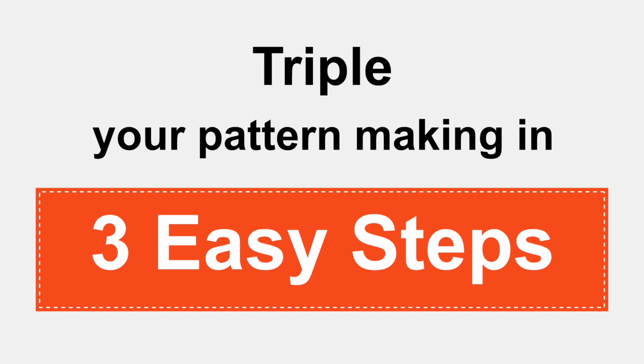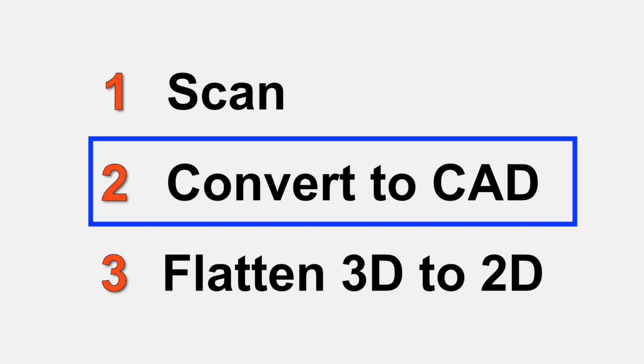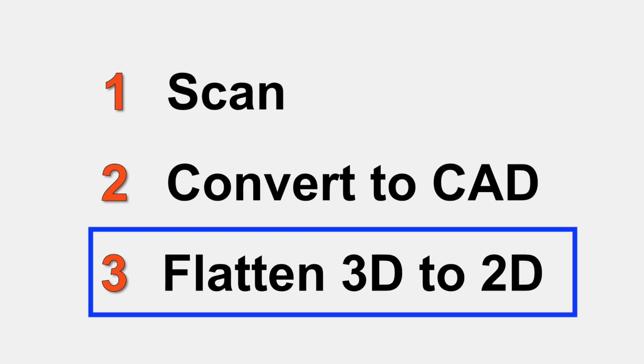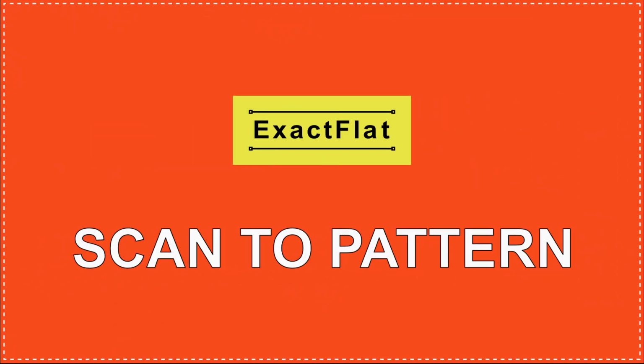Triple your pattern making in 3 easy steps. Step 1 is scan, step 2, convert to CAD, and step 3, flatten 3D to 2D. This is ExactFlat Scan-to-Pattern, and we'll show you how.